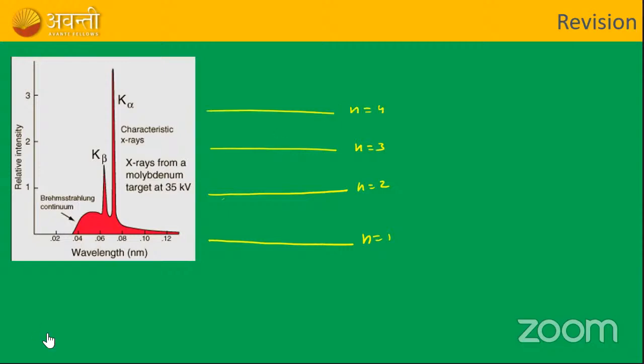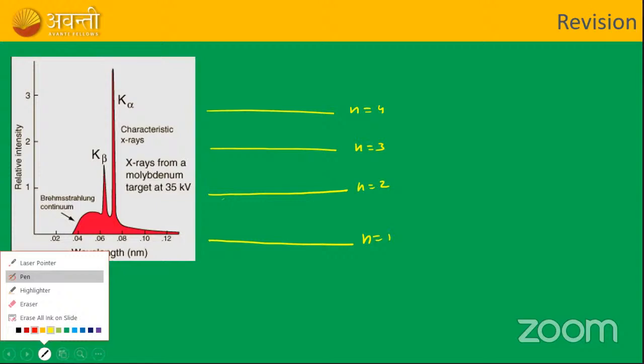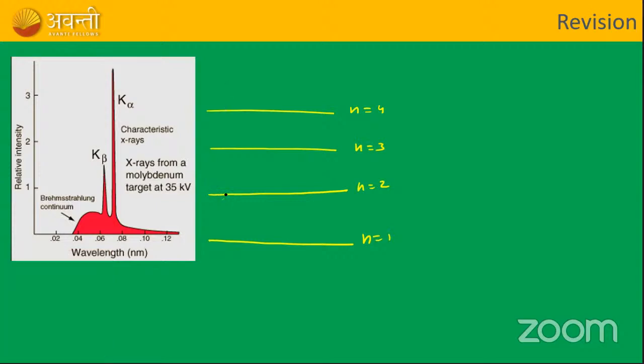Whenever an electron jumps from a higher orbit, for example, from the second orbit to the first orbit, it is called K alpha. Whenever it jumps from the third orbit to the first orbit, it's called K beta. And whenever it jumps from the fourth orbit, it's called K gamma. So these are the different names which are given. There is no need for you to remember all of this, but just remember that you can have different kinds of X-rays and they are given different names.